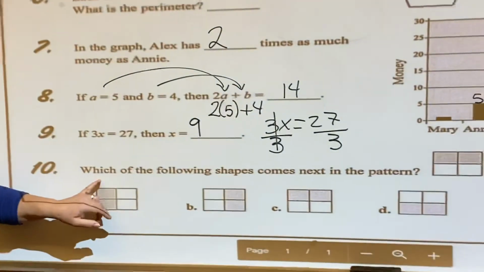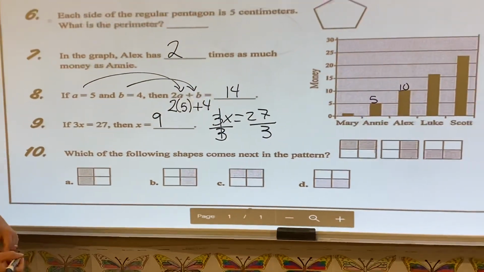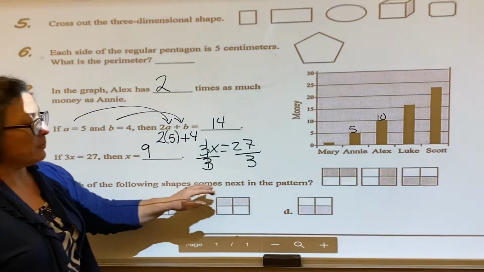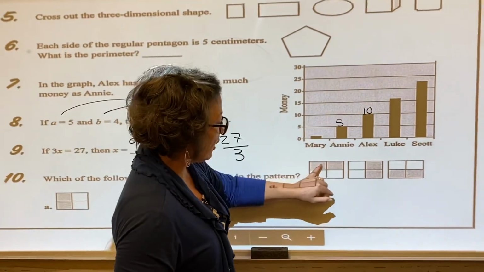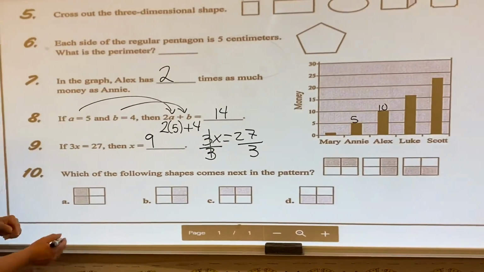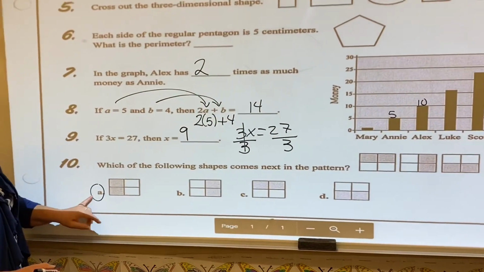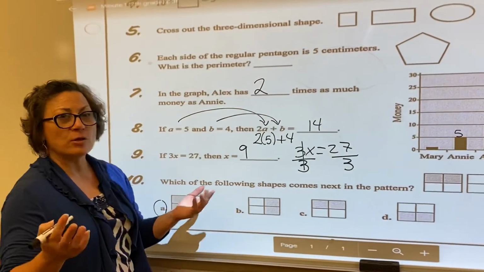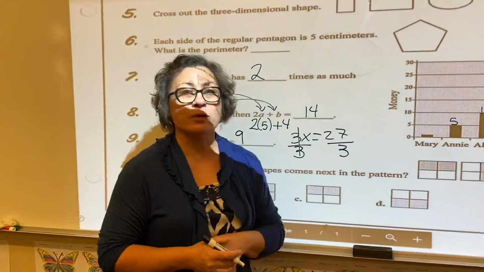Nice and easy. Which of the following shapes comes next in the pattern? So we have this pattern right here. Two are shaded on top, side, bottom. So again, the next shape should be this one here. The next shape in the pattern. So that goes for minute 1 for the 7th grade level.